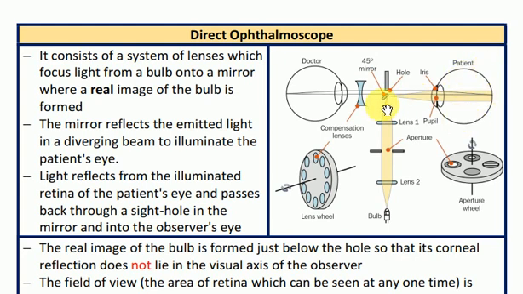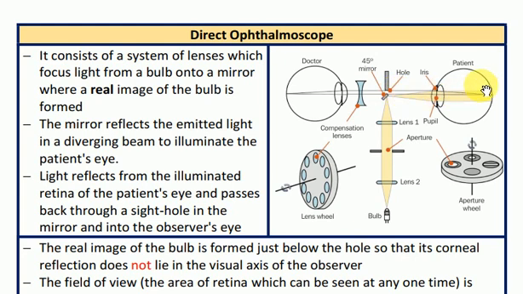The mirror contains a hole through which the observer views the illuminated eye. The image of the bulb is formed just below the hole, so that its corneal reflection does not lie in the visual axis of the observer. So that's why the image of the bulb is formed just below the hole.